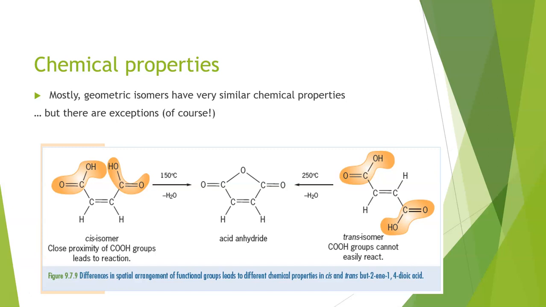Because of this, it also affects their reactivity. The spatial arrangement will affect whether or not groups are close enough or in proximity to each other enough in order to be able to react. So the spatial arrangement of functional groups leads to two different chemical properties. That's it for our geometric isomers and the way that we name them and the properties that we see. Next up, we'll have a closer look at chirality and then move on to SN1 and SN2 reaction mechanisms. See you in class.